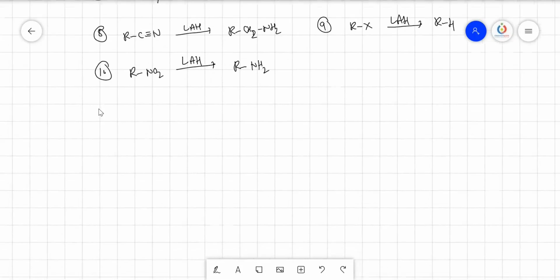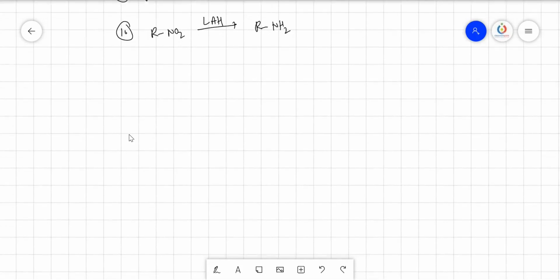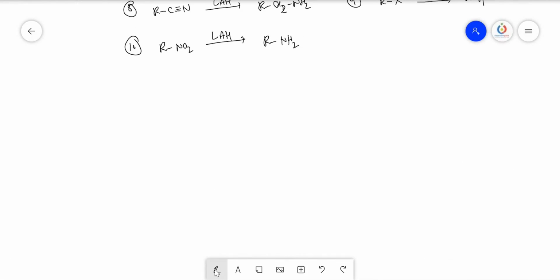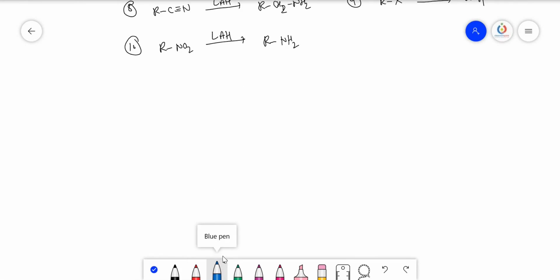So this reaction is so important for us that if multiple functional groups are present in a particular molecule, you can select the reagent, what type of reagent you want. Okay. And interestingly, if you take any ether, lithium aluminum hydride, no reaction. So ethers are not reduced by the lithium aluminum hydride.